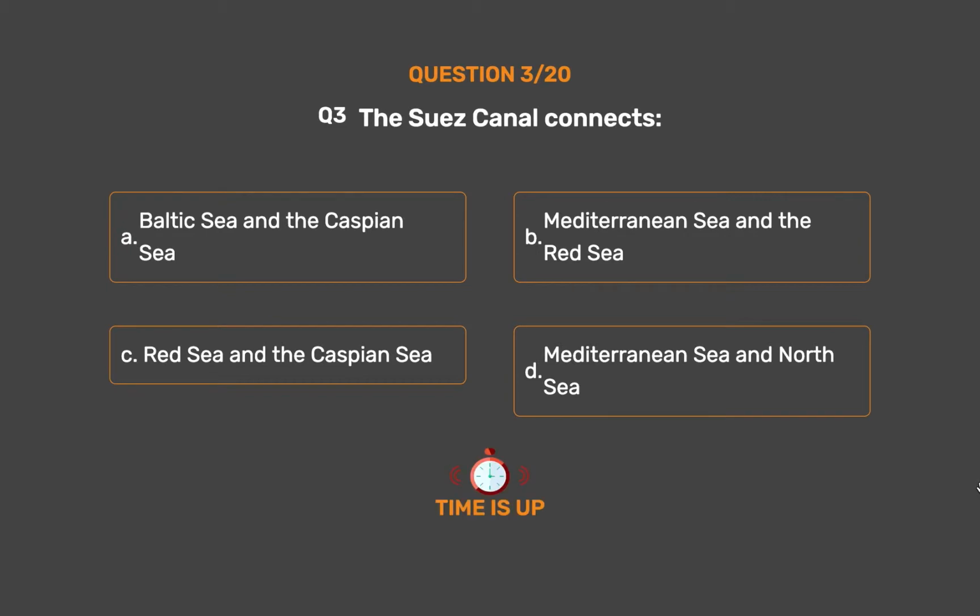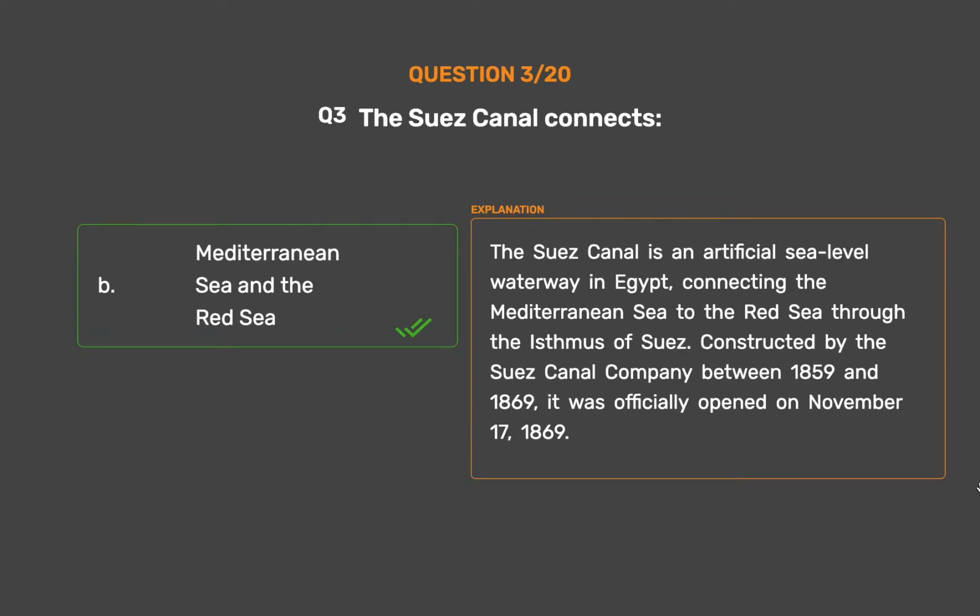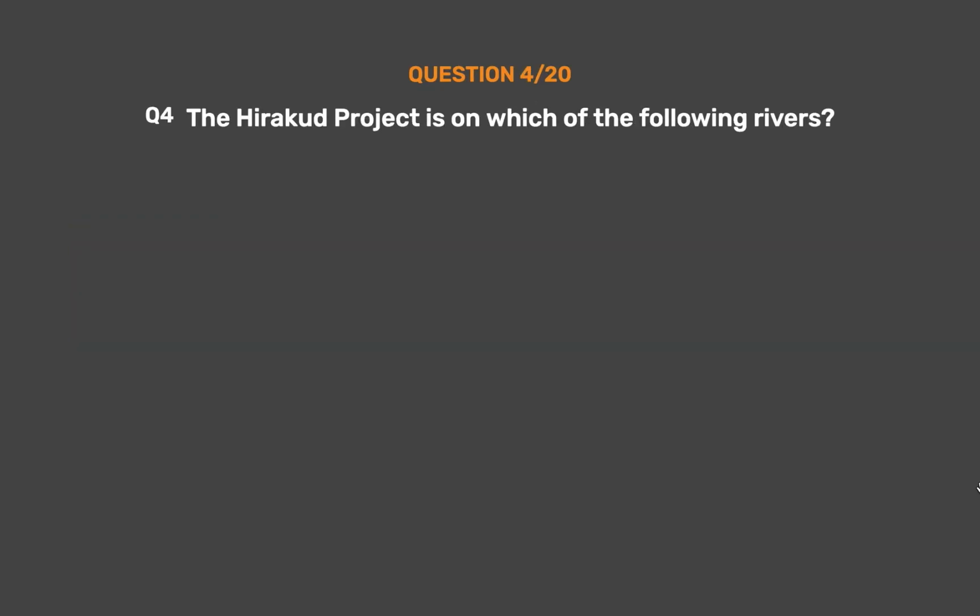The correct answer is Option B. Mediterranean Sea and the Red Sea. The Suez Canal is an artificial sea level waterway in Egypt, connecting the Mediterranean Sea to the Red Sea through the Isthmus of Suez. Constructed by the Suez Canal Company between 1859 and 1869, it was officially opened on November 17, 1869.